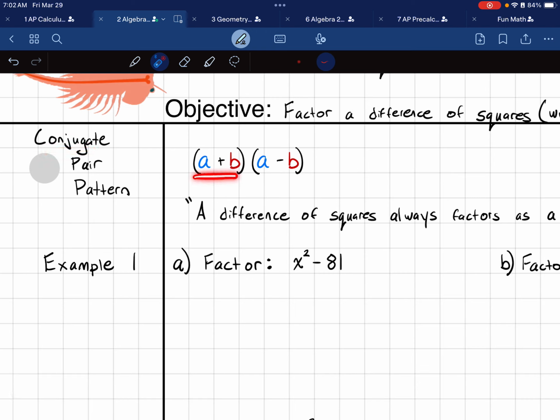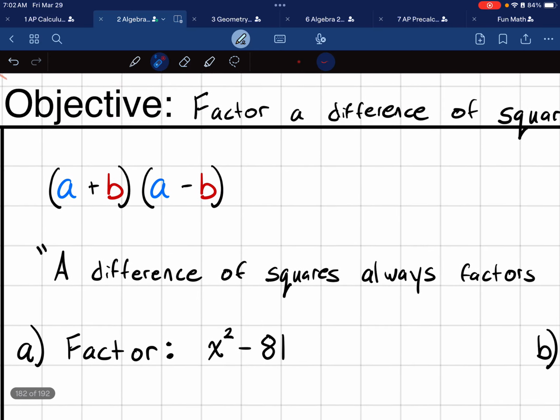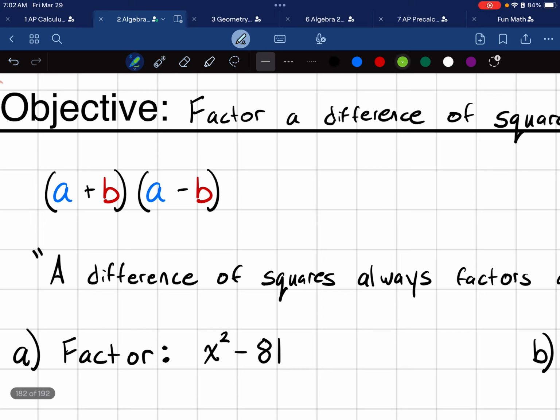This is a conjugate pair. Conjugate just means that we have the same binomial, but one of them has a plus, one of them has a minus, and there's a pair of them because there are two of them. When we have this conjugate pair, let's multiply and watch what happens. When I multiply a times a, I get a squared. So let's say over here, this is equal to a squared.